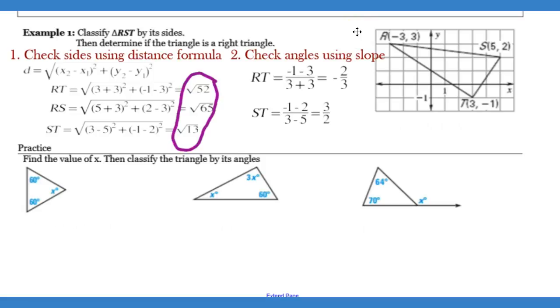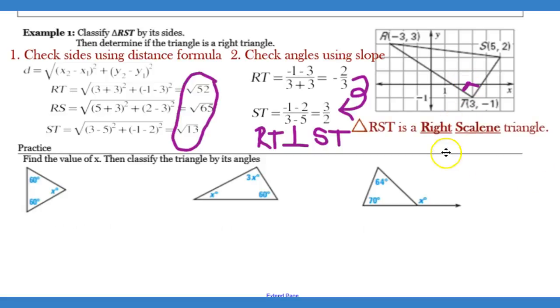So if you look, this slope and this slope are negative reciprocals of each other. Negative reciprocals tell me that RT must be perpendicular to ST. And if RT is perpendicular to ST, then that means this little angle must be a right angle. Therefore, triangle RST is a right scalene triangle.